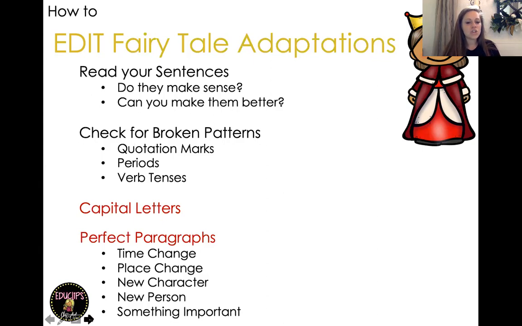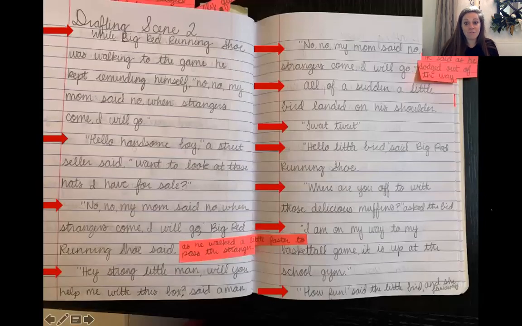So let me show you where I have made paragraphs into my second draft, scene 2 of my second draft. So this is Big Red Running Shoe. Notice where I have all of these arrows is where there is an indent. I've dented my writing. I have a hole right here, and that's because it's a new paragraph. I have a paragraph right here because time has changed, and this is a new place.